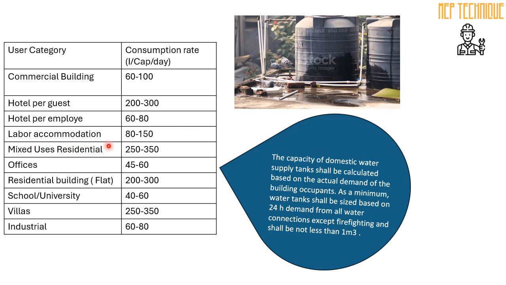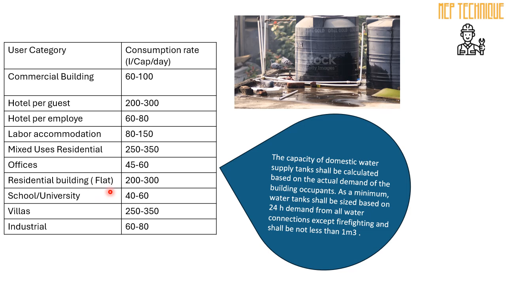Labor accommodation, where all the laborers and workers are staying in that area, the water consumption would be 80 to 150 liters per day. Mixed user residential. There are several buildings where some of the floors have been used as shopping malls or retail area, and some of the floors have been used for residential purposes. In that case, the water consumption for each person should be 250 to 350 liters per day, and offices 45 to 60 liters per day.